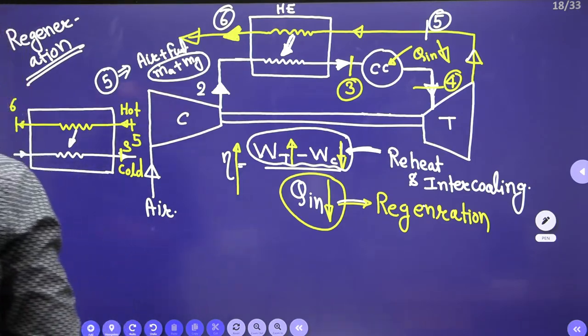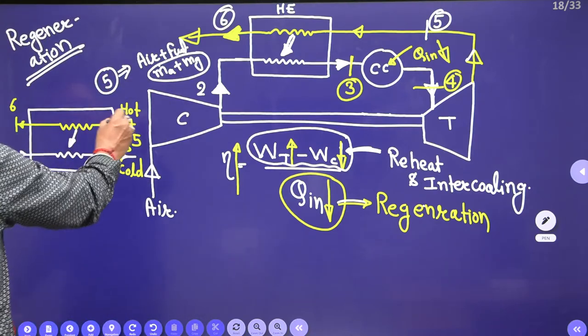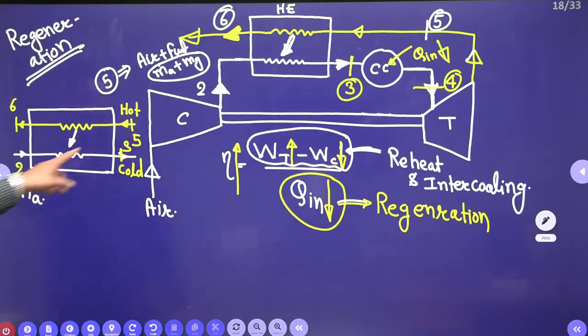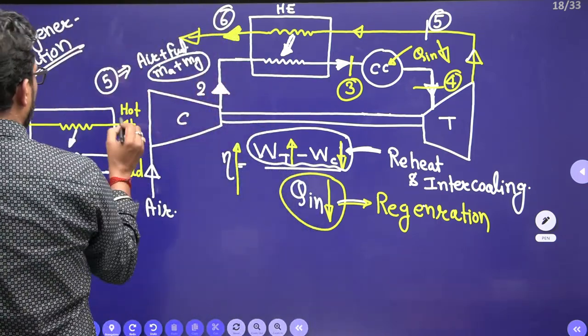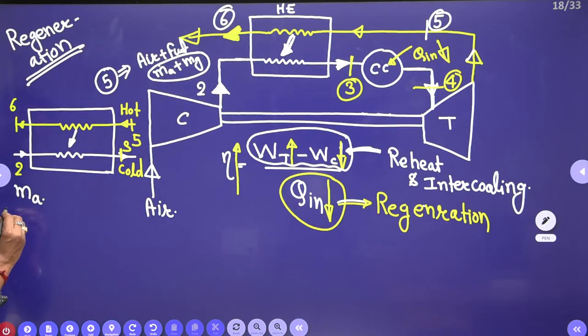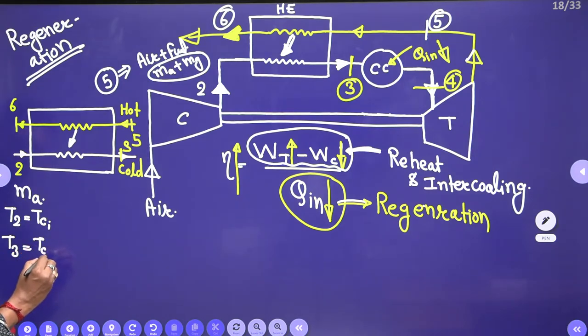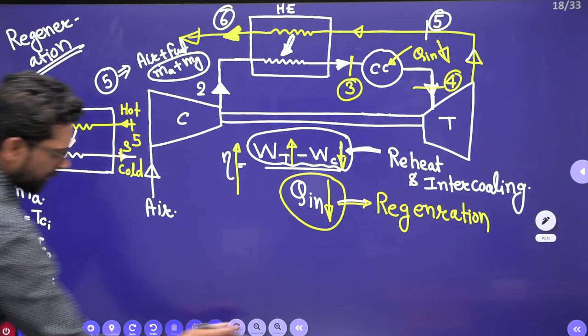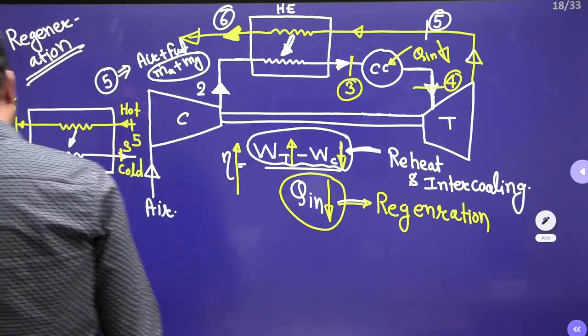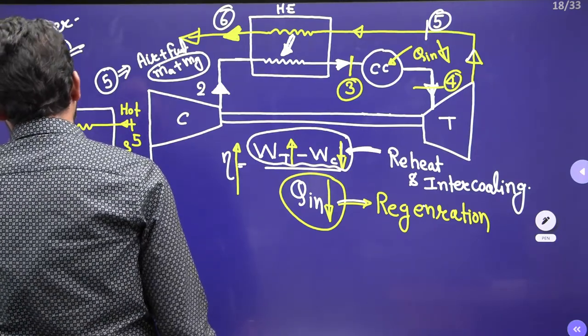So we can say that this temperature is higher than this temperature. That means T5 temperature, hot fluid, this is hot inlet. What is T2? T2 is T of cold fluid inlet. What is T3? Cold fluid outlet. What is T5? Hot fluid inlet. What is T6? Hot fluid exit. Yes or not? T5 is always higher than T2, no problem at all.